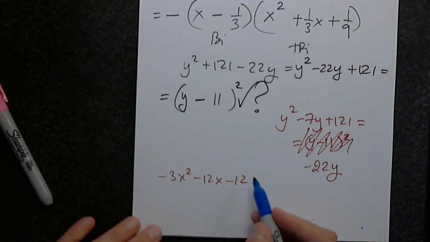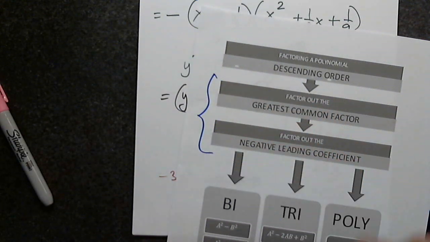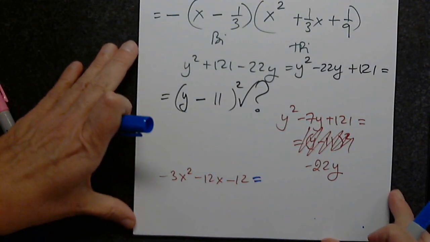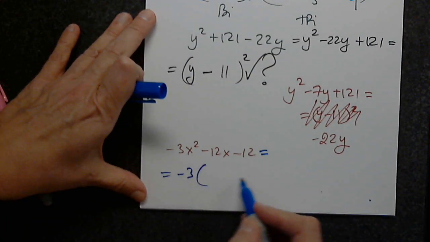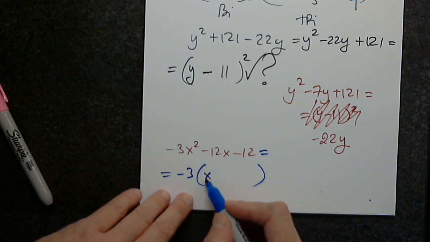Very good. Now, obviously, you can combine these two in one step. You can say, I want to do the greatest common factor and the negative leading coefficient, if there is a negative leading coefficient, in one step. So if we combine those two in one step, what would you pull out? Negative 3. Excellent. What is left in parentheses? x squared plus 4x plus 4.